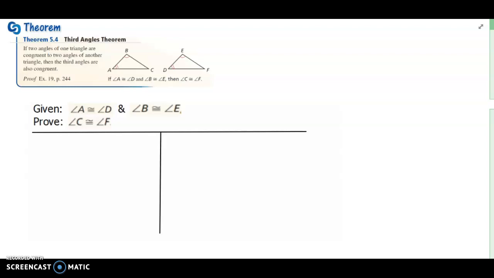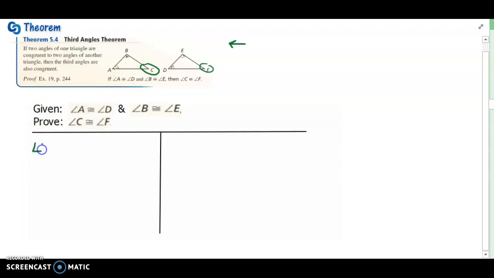Alright guys, so this is the second half of the video. We're going to introduce the third angles theorem, and this theorem basically says that if we know two angles of one triangle are congruent to two angles of the other, then that means the third angles have to be congruent to each other. So we're going to go ahead and write out a proof that shows that.